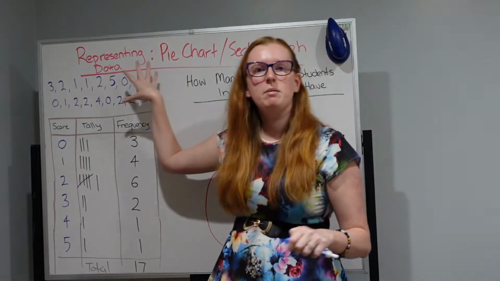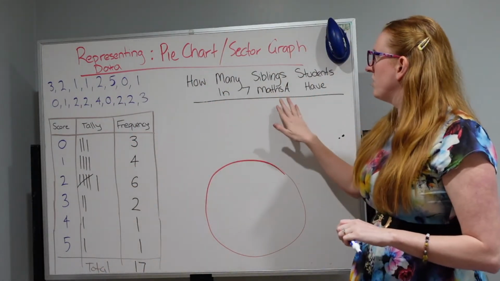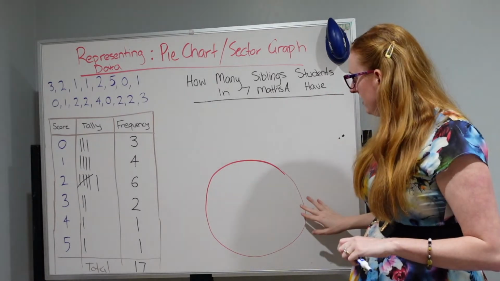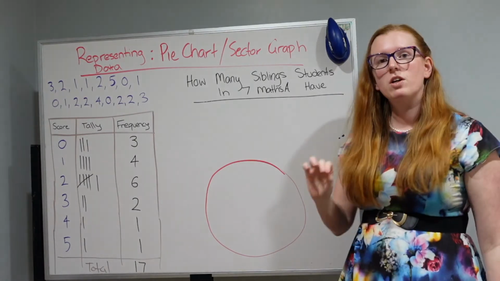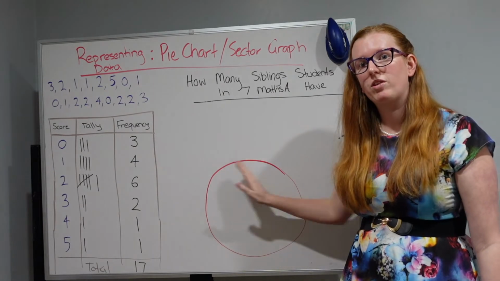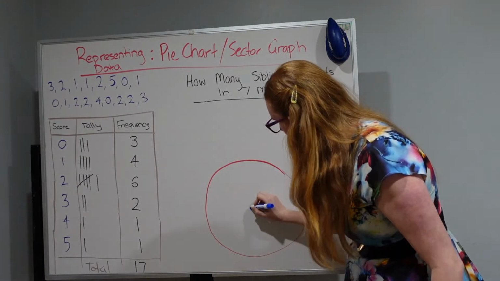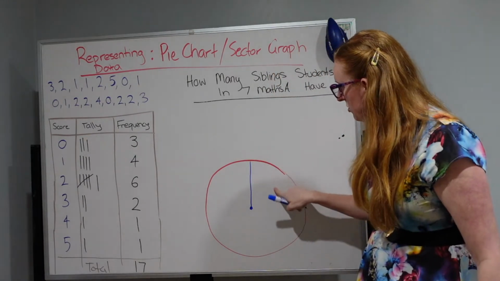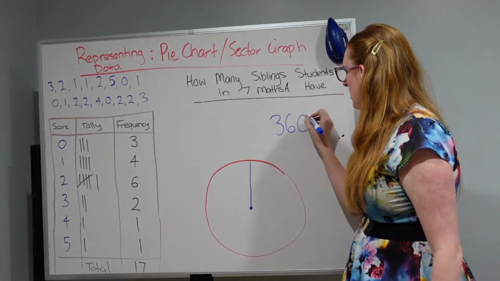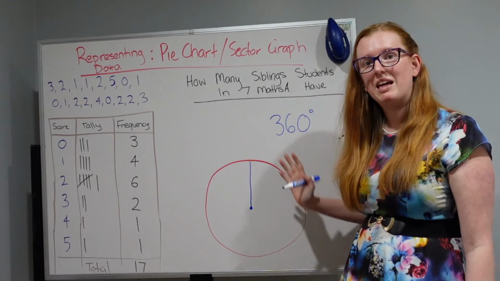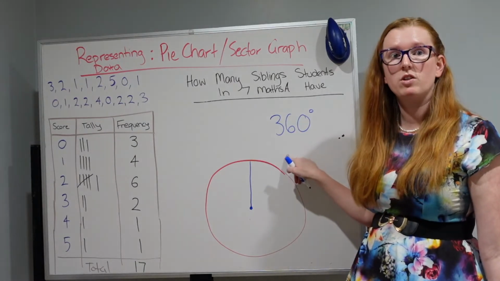So again, we have the same data as before. It's how many siblings students had. My graph has to have a title, and I'm going to be putting it in the shape of a circle. So I've drawn my circle. Now, circles have 360 degrees inside. So from the center, if I was to measure from the very top all the way around, it's 360 degrees. And that's what you need to know in order to be able to calculate how big each slice is. You need to know that a circle is 360 degrees.